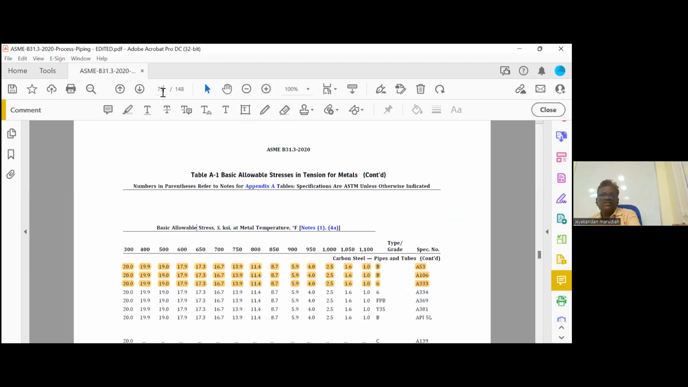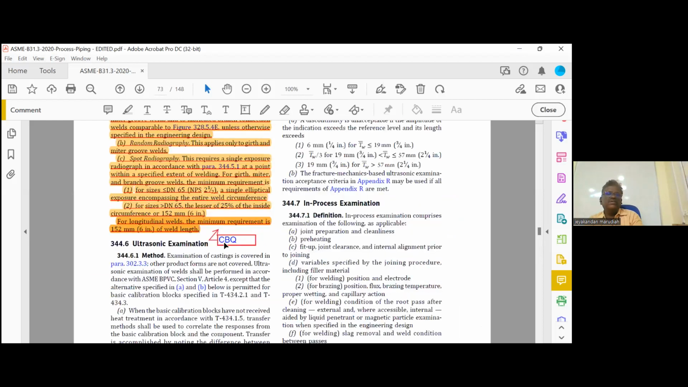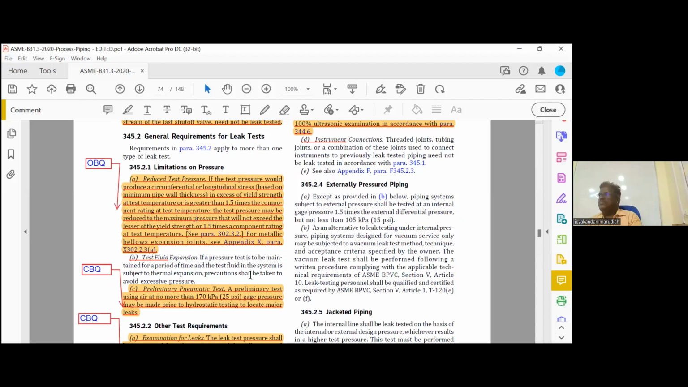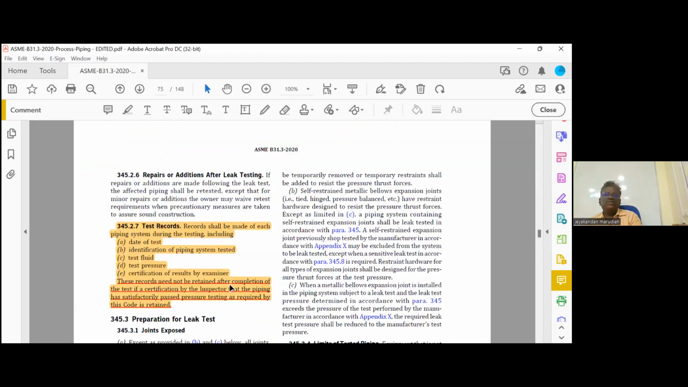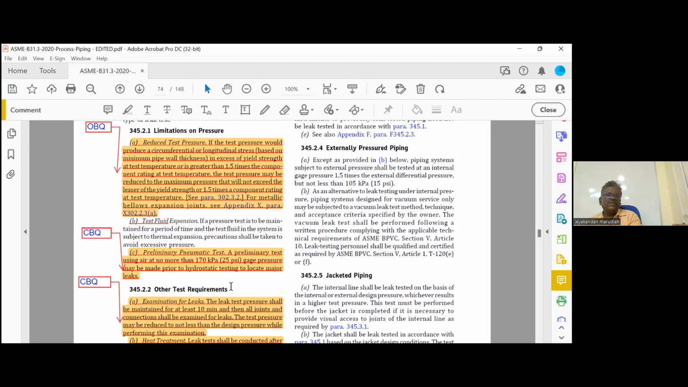See, it is there. Preliminary air test. You can see preliminary pneumatic pressure. Preliminary test pressure no more than 25 psi, 345.2.1, page number 91. There is no calculation. Preliminary pressure will be 25 psi before the hydro test.